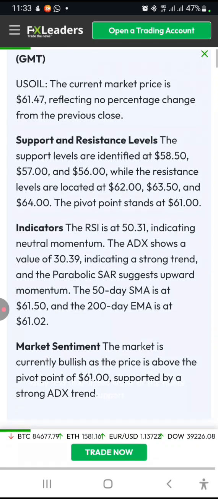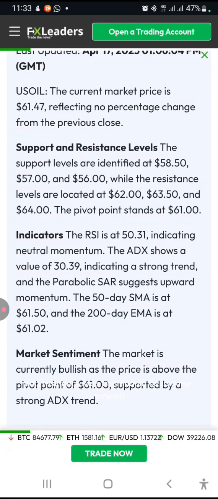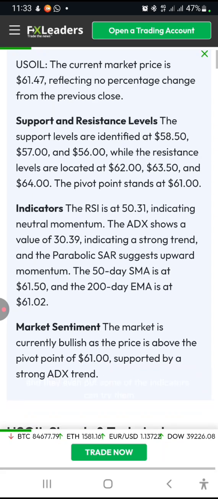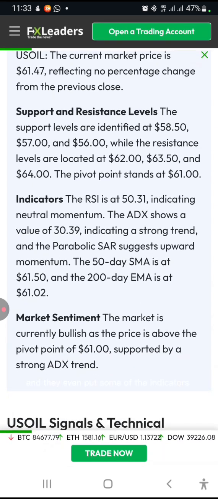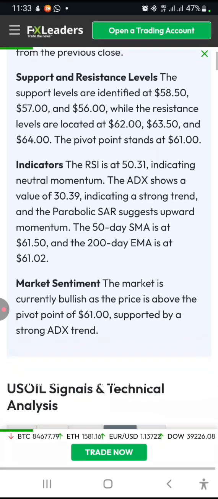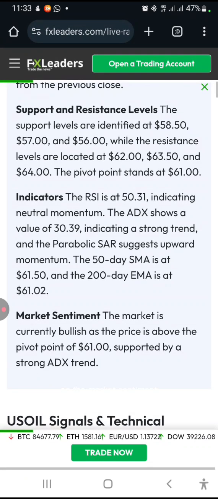They listed some of the major support and resistance levels that I should be looking forward to this new week, and they even put some indicators. You can try them out. Now, what you should equally be looking at are the market sentiments. Here they wrote the market sentiment is currently bullish, as the price is above the pivot point of $61, supported by a strong ADX trend. So the market sentiment when they wrote this is bullish.